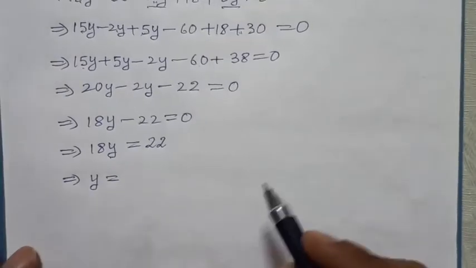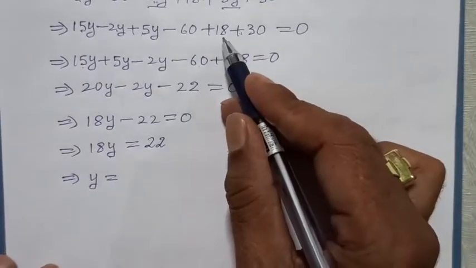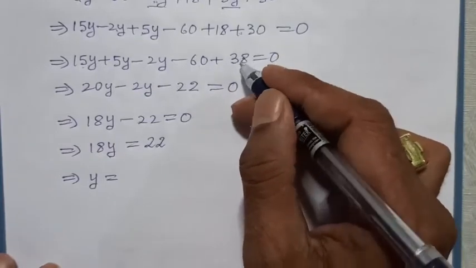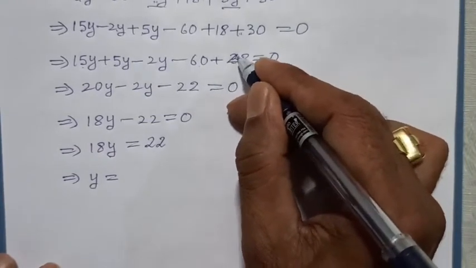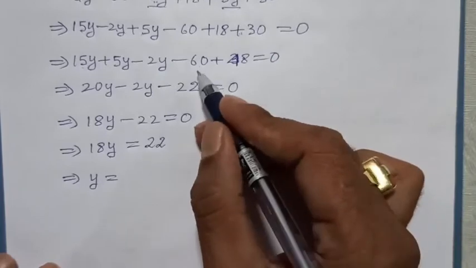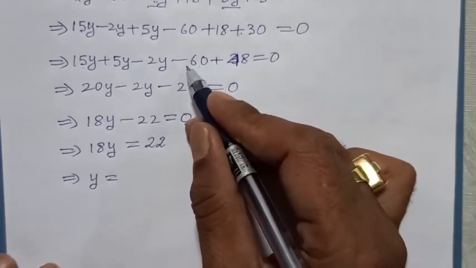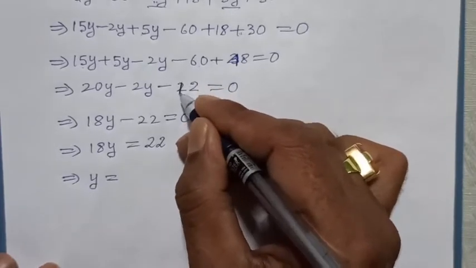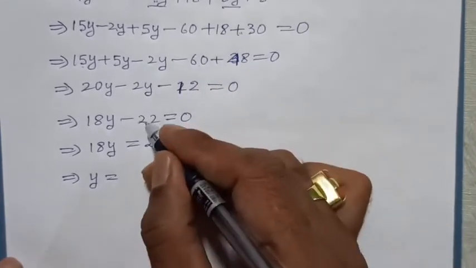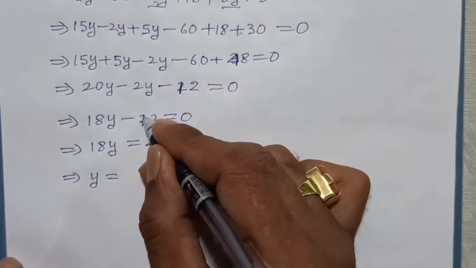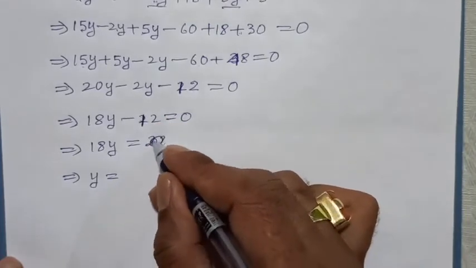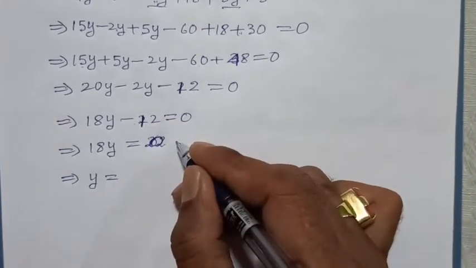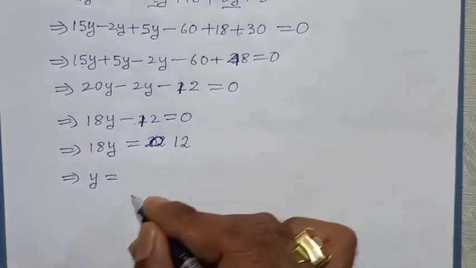let me do one correction here. 18 plus 30 is 48. This must be 48. Then minus 60 plus 48, if we subtract, then we will get 12. This is 12. 1 and 2, 12. This also 12. And minus 12 is transposing to the other side, then plus 12.